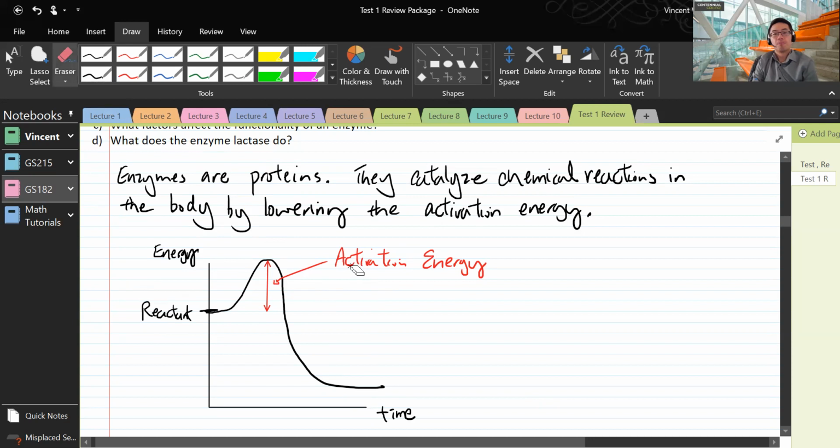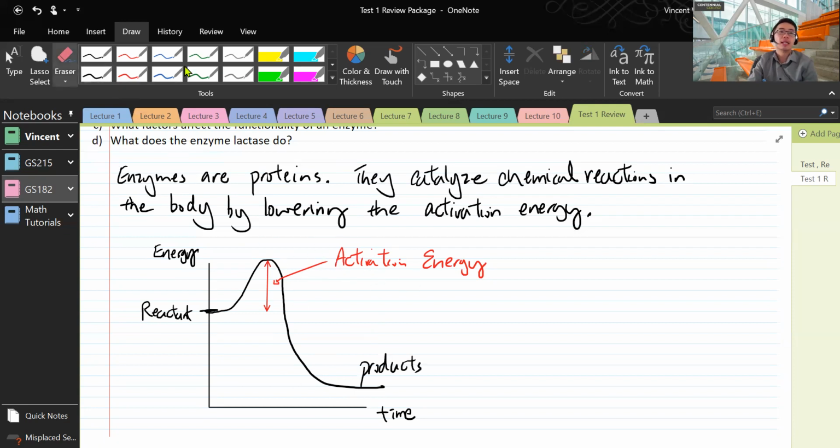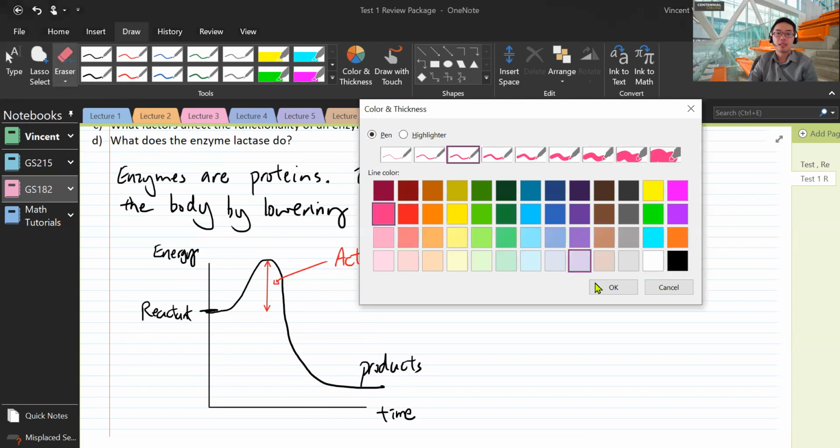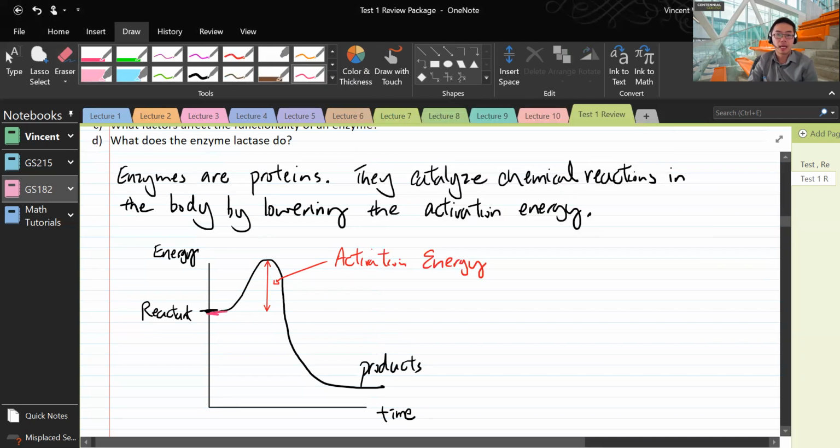The problem is, most of the time, the activation energy is going to be quite high, and it's going to happen very slowly in the body. They will still become products, but it happens very, very slowly. In the presence of an enzyme, the enzyme will allow this reaction to occur, but with less activation energy. So over here, the enzyme will lower the activation energy, allowing the reaction to occur faster.